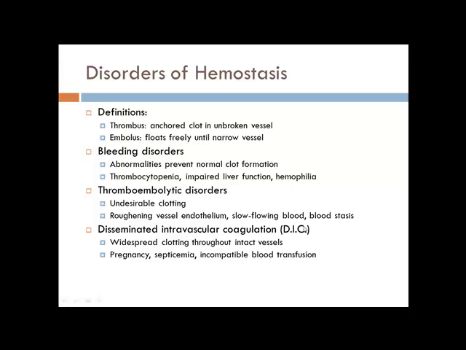Next, we have something called disseminated intravascular coagulation. It goes by DIC. What happens here is you just have clots and thrombuses forming. You have blood clots forming all over your body. They're forming so quickly that your body is not going to be able to get rid of them. So, widespread clotting throughout intact vessels. This can occur with pregnancy, septicemia, or an incompatible blood transfusion.